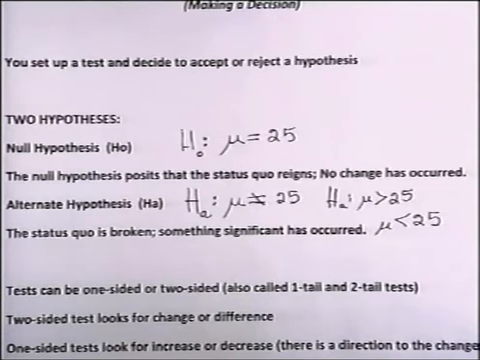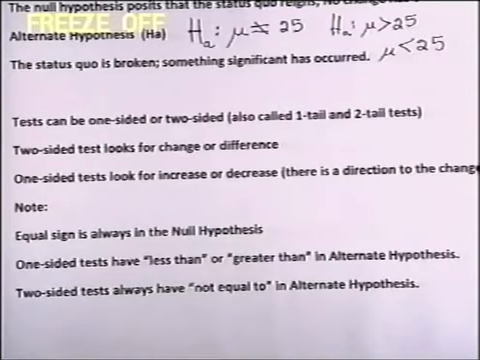Now, let's see. I got some notes. This is very easy to pick up as a recognition skill. I put down here notes. Okay, the equal sign is always in the null hypothesis. The one-sided test will have a less than or a greater than in the alternate. A two-sided test will always have not equal to in the alternate. It's as simple as that. Okay, so if you see a greater than or a less than in the alternate, that's a one-sided test. If you see the not equal to, that's a two-sided test. Okay, what does that mean? Let me draw a picture.